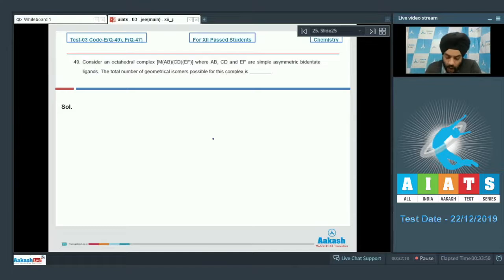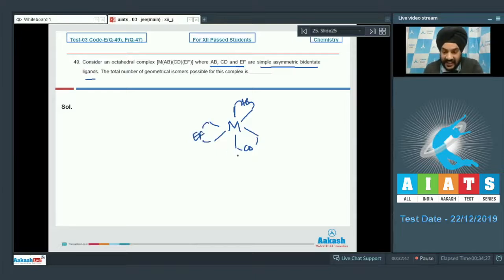Question number 49. Consider an octahedral complex M(AB)(CD)(EF), where AB, CD and EF are simple asymmetric bidentate ligands. The total number of geometrical isomers possible for this complex is. So students, we know that these bidentate ligands cannot span the trans position. So these have to be attached at adjacent positions only. So AB, CD and EF have to be attached in this fashion.